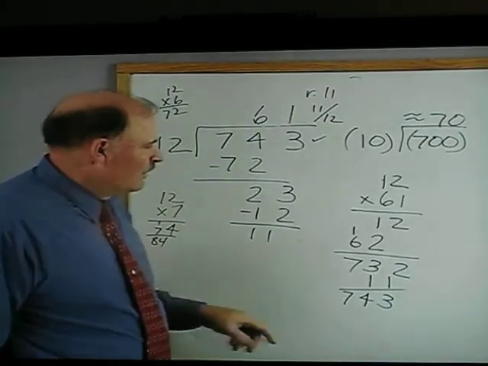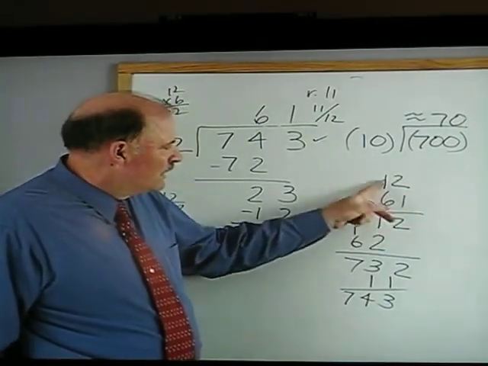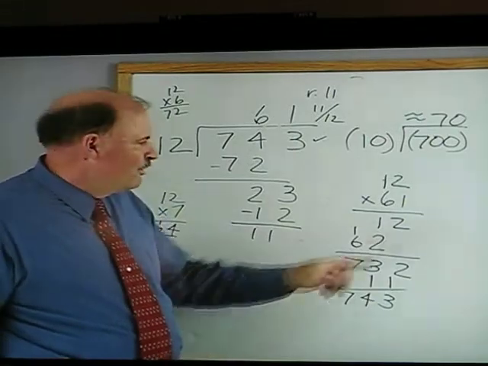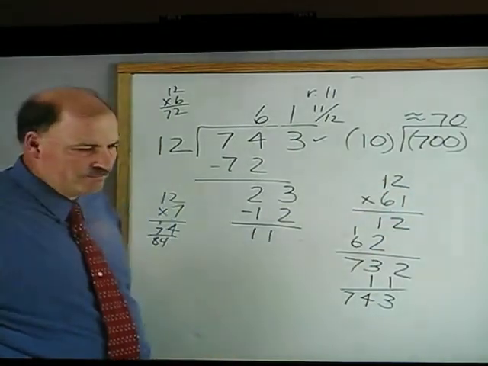Okay? Now really we're supposed to do 1 times 2, 1 times 1, right? But you know 1 times 12 is going to be 12. All right.